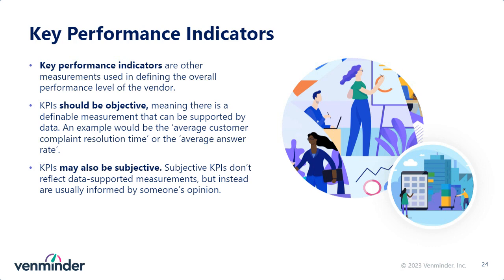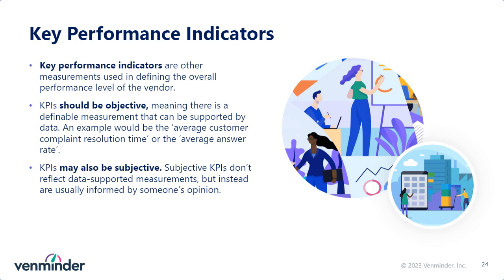Otherwise, why take the time to establish them and write them in the contract? If you're not going to measure them, monitor them, report on them, and do something about it, then it's really meaningless language in the contract. And while I said it's best to have objective KPIs, there are times you may need to rely on some subjective ones too. These are just kind of gut feel examples.